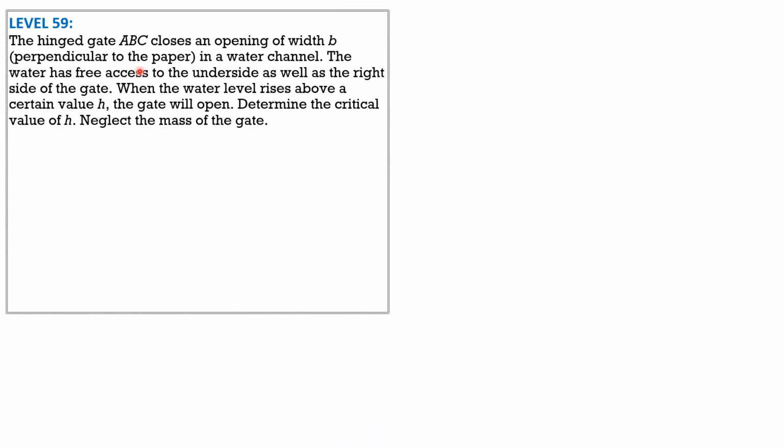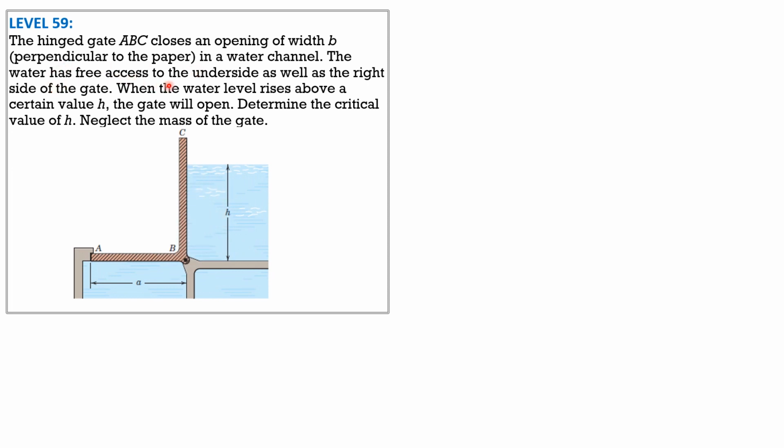Level 59. The hinge gate ABC closes an opening of width B perpendicular to the paper in a water channel. The water has free access to the underside as well as the right side of the gate. So when the water level rises above a certain value h, the gate will open. Determine the critical value of h. Neglect the mass of the gate. So this is horizontal, so the pressure distribution here would be uniform, rectangular.